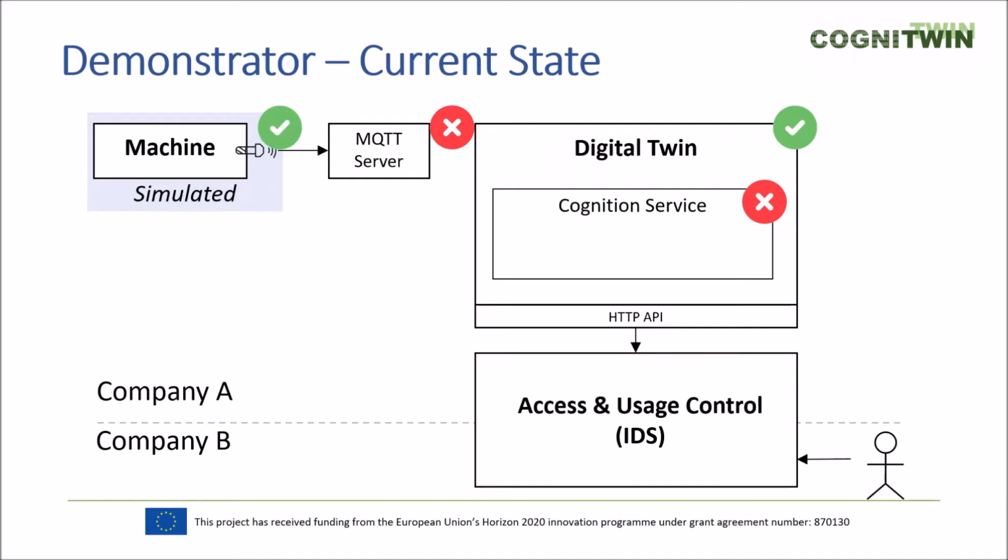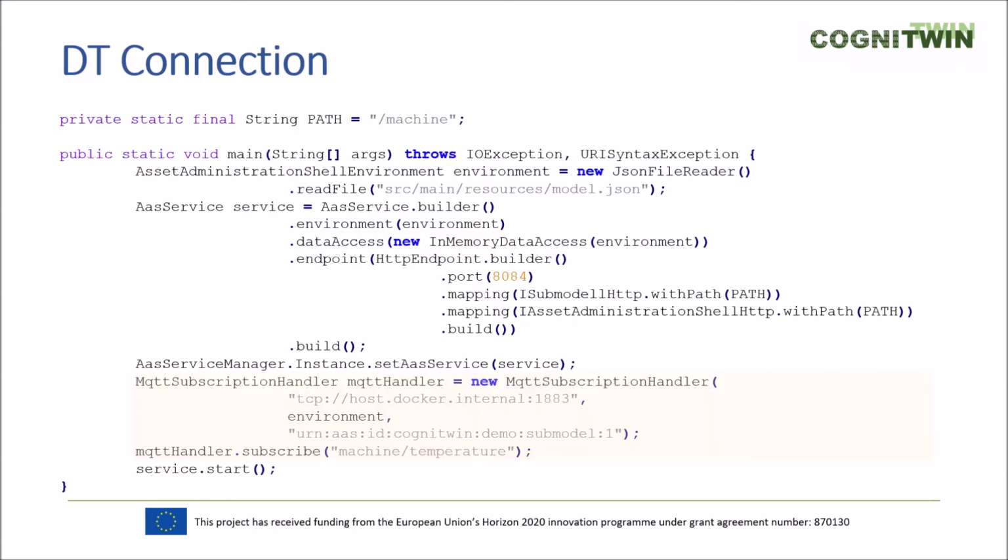Coming back to the demonstrator overview, we now have a running digital twin which provides a standardized HTTP API for accessing it. However, we have not yet connected it to the actual machine. To do this, we can add a few more lines of code to actually connect the digital twin to the machine data via MQTT. Once we successfully restarted the digital twin, we can now access that actual sensor data via the digital twin API, for example, by using our browser. As expected, we see the constantly changing value from the sensor.